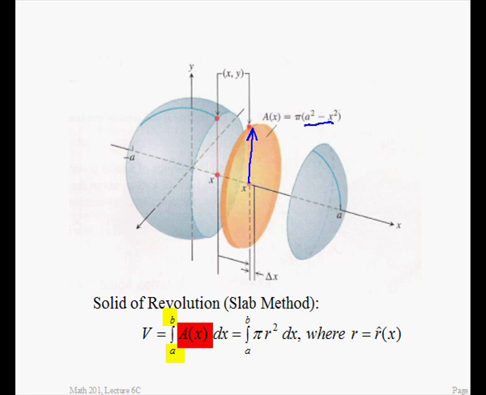But this is the slab area, pi r squared, and r is some function of x. You see r is 0 here, r is 0 here, and here r is equal to the radius of the sphere, which is a, and then it decreases as you move, so it's smaller and smaller. So that's a solid of revolution.